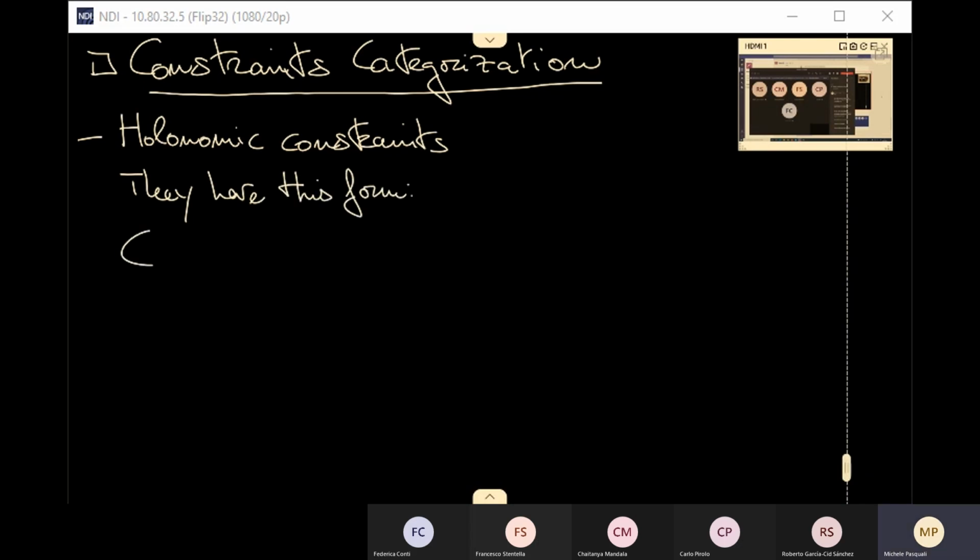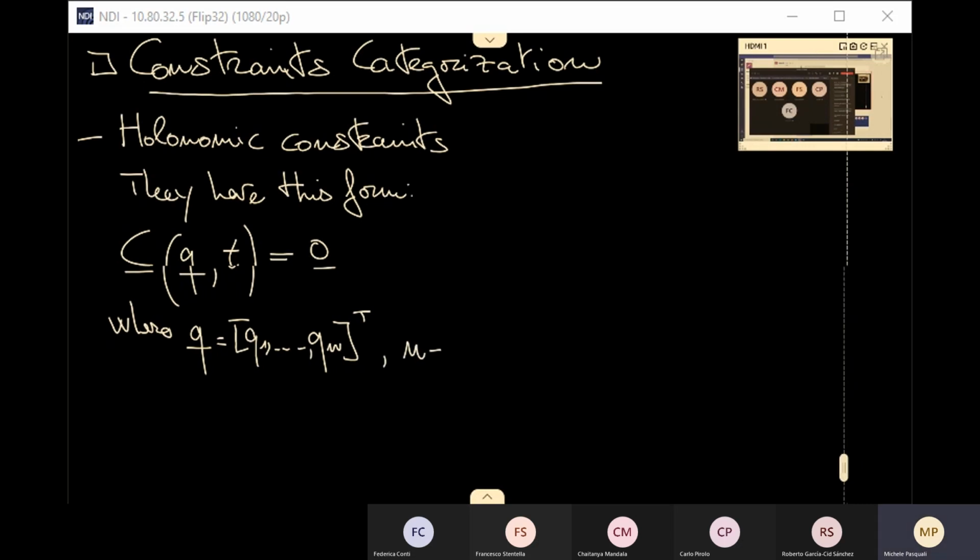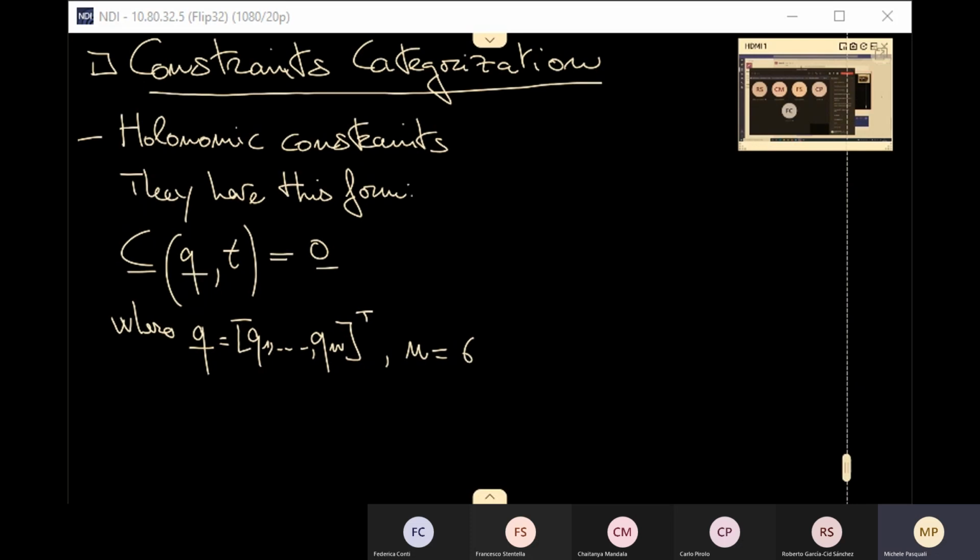We have this, which is a vector of equations, written as Φ(q, t) equal to 0, where q is the vector of generalized coordinates, q equal to (q1 to qn) transposed, where n is equal to what? To 6 if you are in space, times the number of bodies, okay?